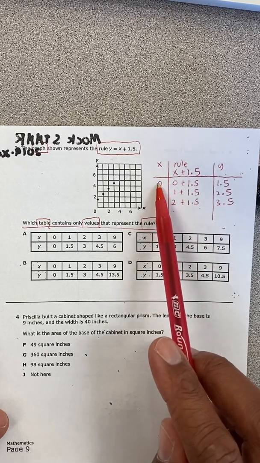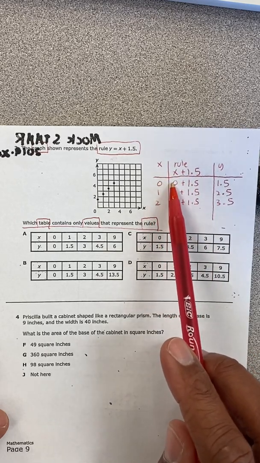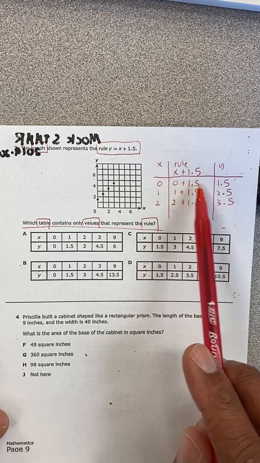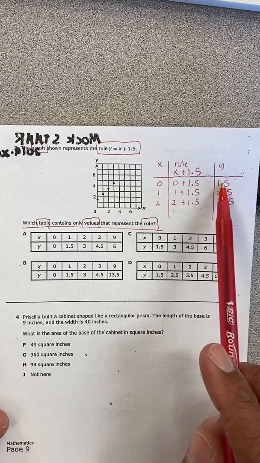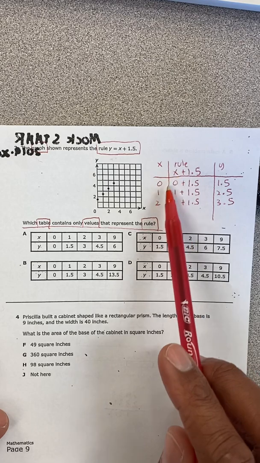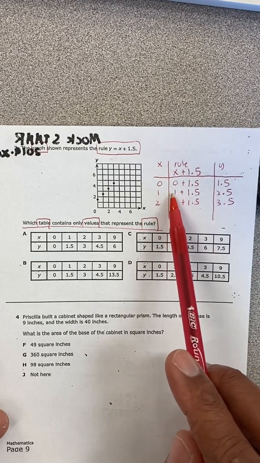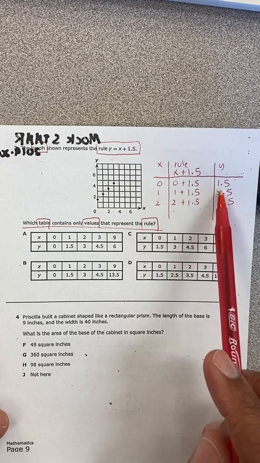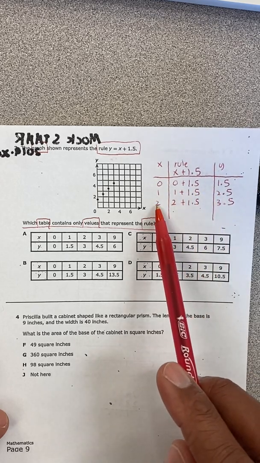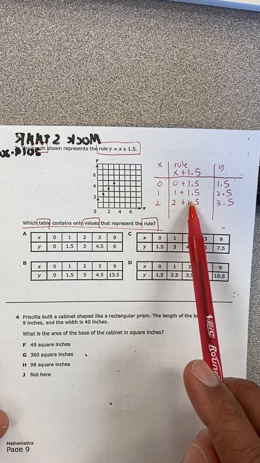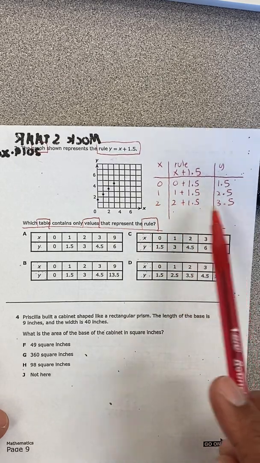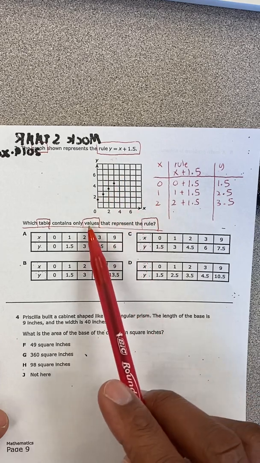So if I plug in a 0 for x, that becomes 0 plus 1 5/10, which is equal to 1 5/10. If I plug in a 1 for x, so I take out the x and plug in a 1, that gives me 1 plus 1 5/10, which is 2 5/10. Then I'll try 2, that'll give me 2 plus 1 5/10, that'll give me 3 5/10. So then I check my graph to make sure that matches.